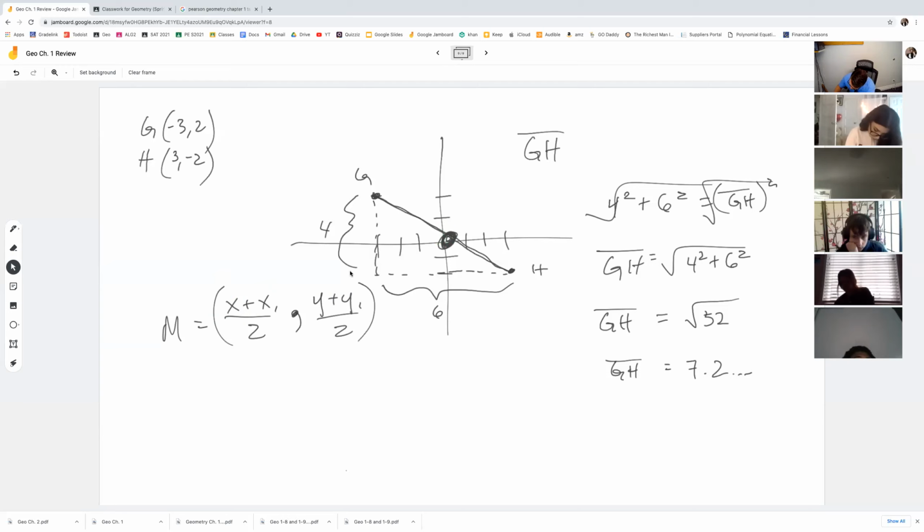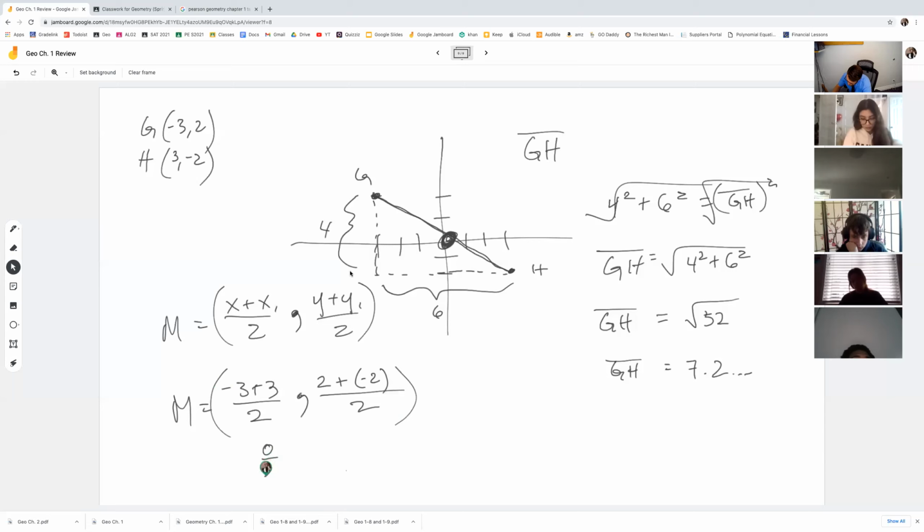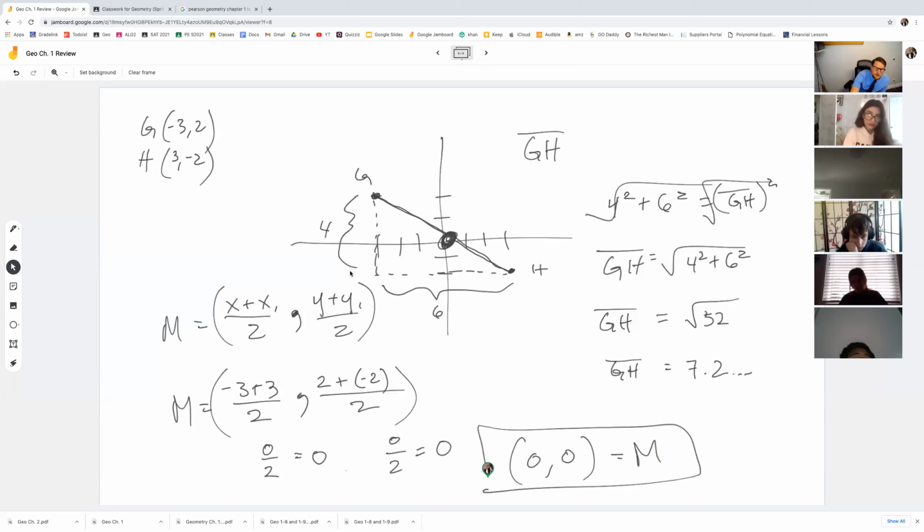So if we said x is negative 3 plus 3 over 2, and y is 2 plus negative 2 over 2. You end up with 0 over 2, which is 0, and 0 over 2, which is 0. So you get 0, 0 is the midpoint. Okay? All right.